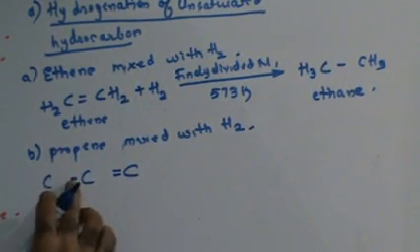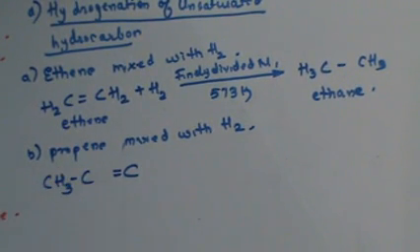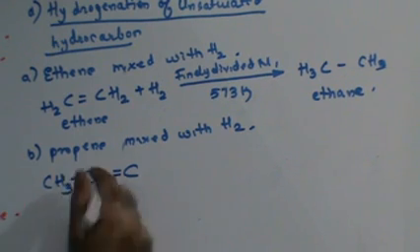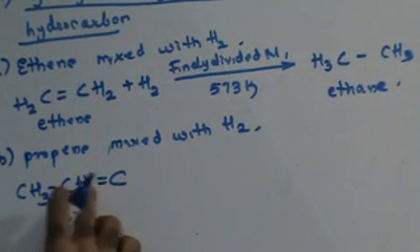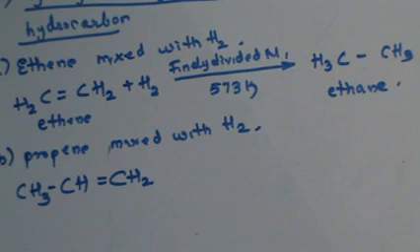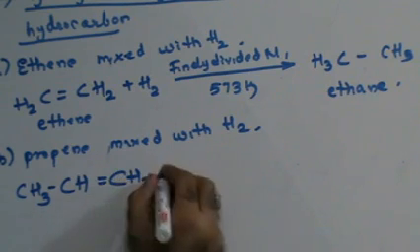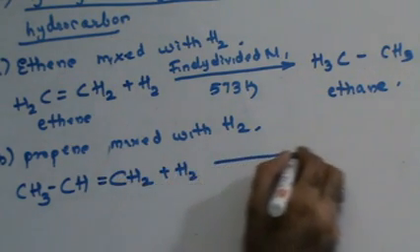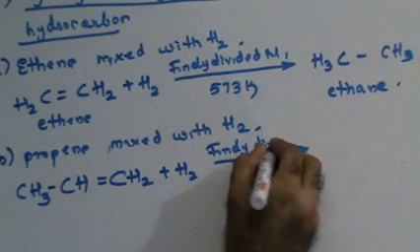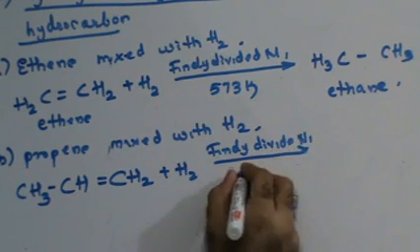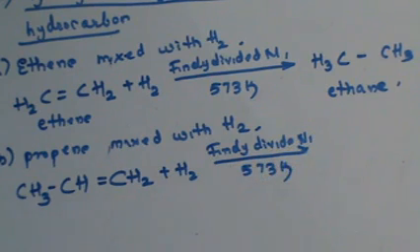This carbon has only 1 bond, therefore this will have 3 hydrogen atoms. 4 minus the number of bonds. This carbon has 3 bonds, therefore this will have only 1 hydrogen atom. This carbon has 2 bonds, therefore this will have 2 hydrogen atoms. Reacts with hydrogen. You will have finely divided nickel as the catalyst at 573 Kelvin. Now, in this case, you will have an addition reaction taking place.